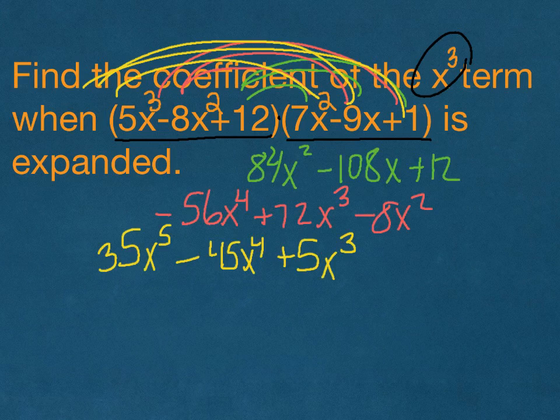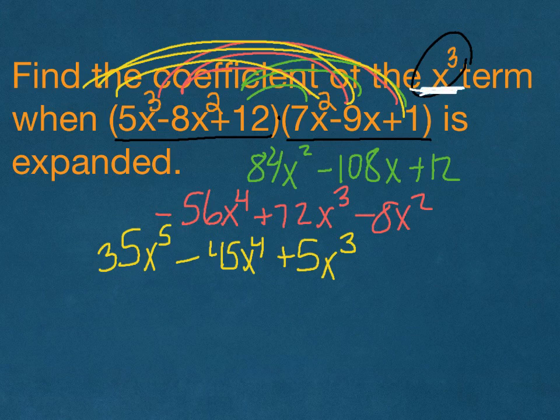So if you just want to take a look through, this is what you would do when you multiply all of those together. In green, what you get when you distribute a 12. In pink is what you get when you distribute a negative 8x squared. And in yellow is what you get when you distribute a 5x to the power of 3. Now let me go back to the question, because I'm going to try and save you guys a little bit of time here if I can.